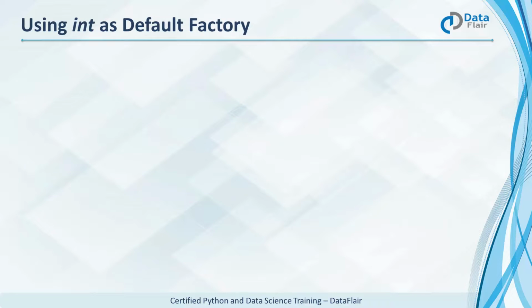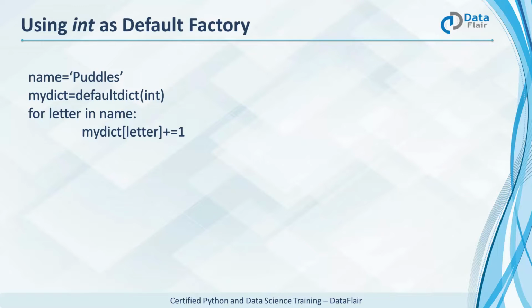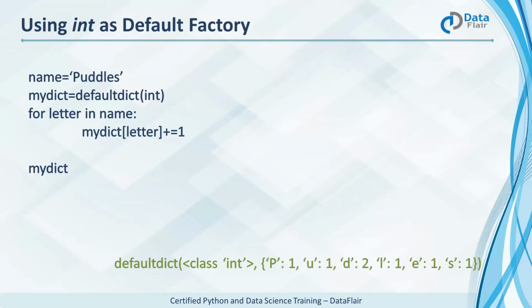We can also use int as a default factory. Name is puddles. mydict is the defaultdict here. For each letter in name, it increases by 1 the value for the key denoted by the letter. In a way, you can say that it counts them. Print mydict, and we have this defaultdict object.